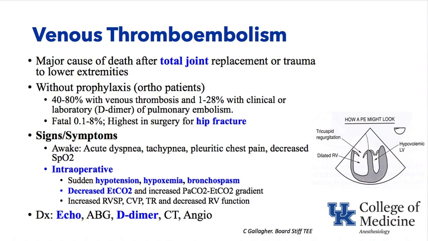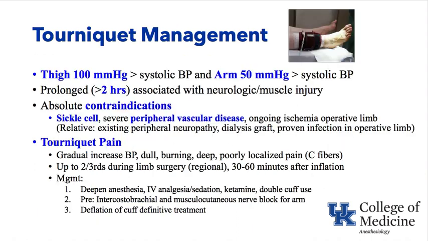Echo is one of the things to diagnose pulmonary embolization. D-dimer is a blood test to detect it, and CT and angio are often used to visualize the thrombus. The next keyword is tourniquet management.